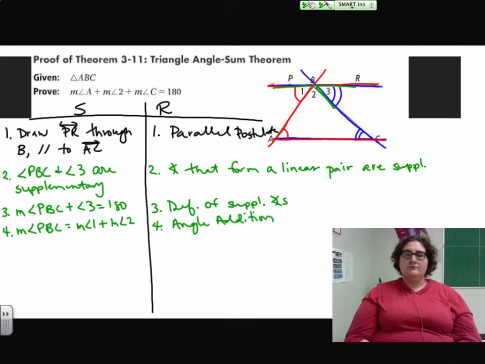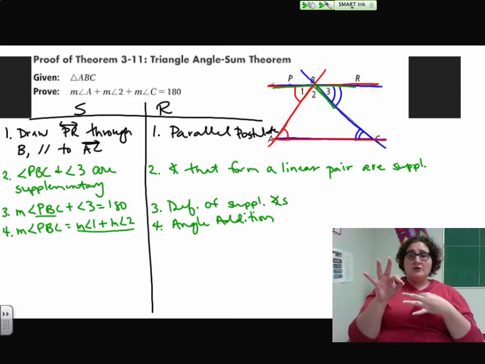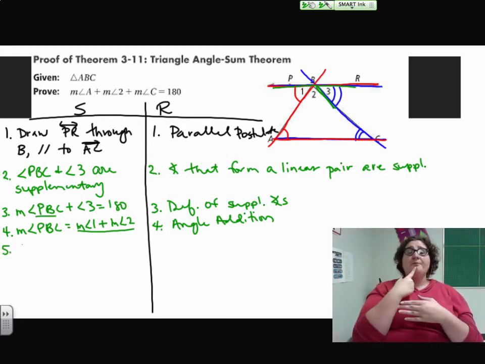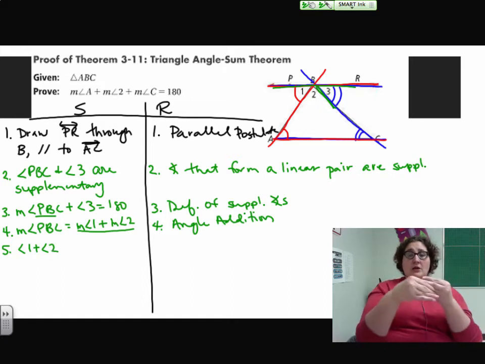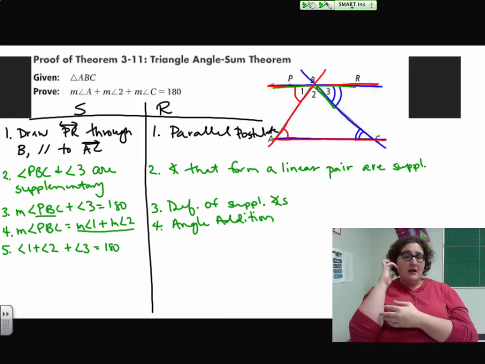Okay. Then I'm going to substitute this information into step 3. So I can say that angle 1 plus angle 2 plus angle 3 is now equal to 180. And that's by substitution.